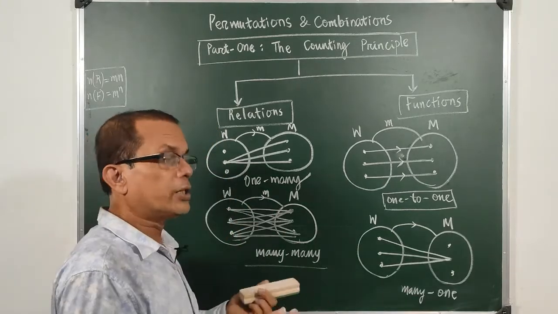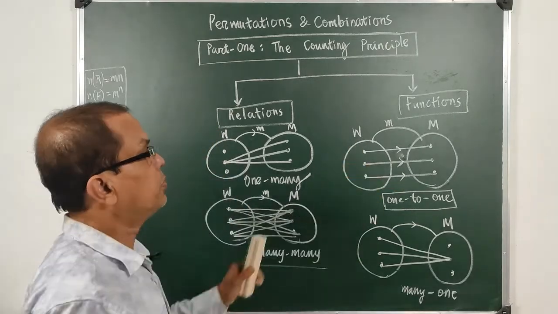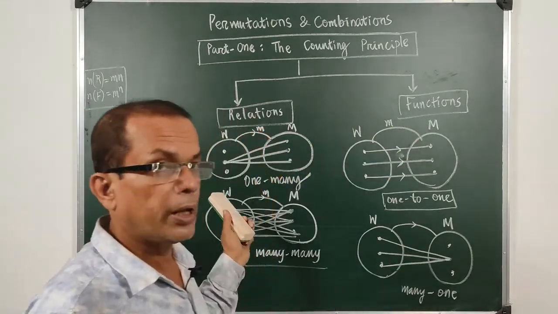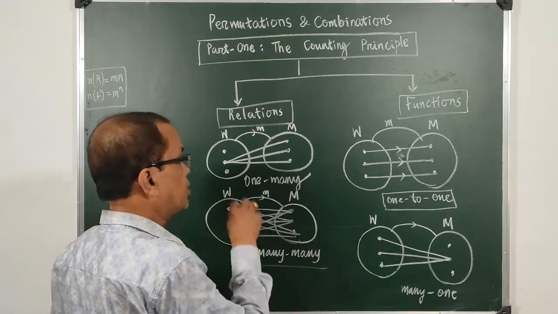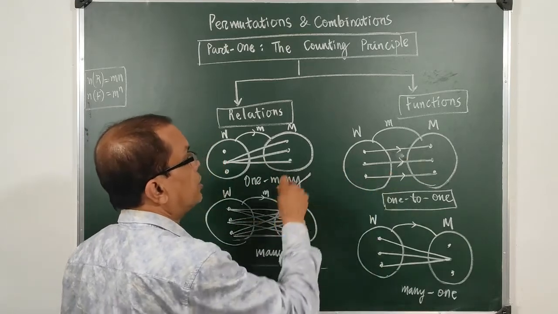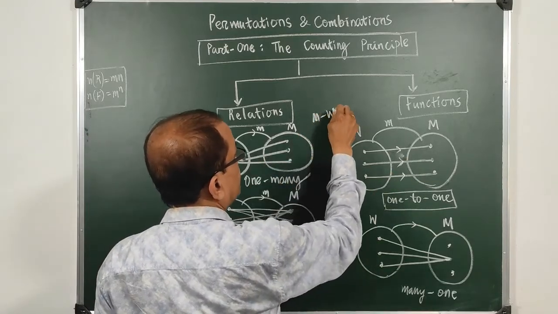And what are these relations? These are the four different relations. If we call each one a marriage, then each one is a relation, because it is a man-woman relation.